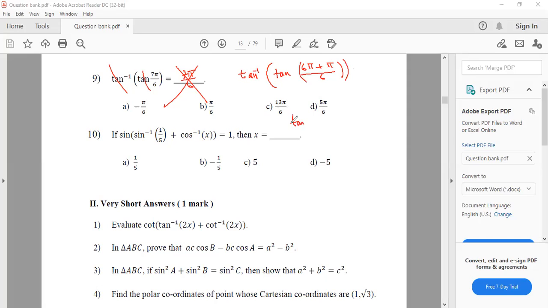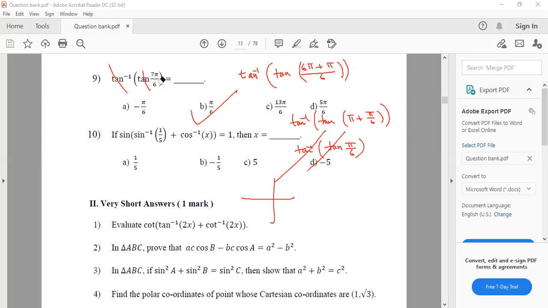That is tan inverse of tan (pi plus pi by 6). That is tan inverse of tan (180 plus theta), is it minus or plus? Plus. So tan pi by 6. Now is it possible for you to cancel? Yes. So pi by 6 is your answer. This is a dangerous question, be careful about it. Okay, next one.